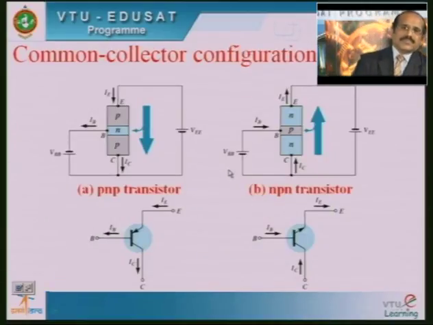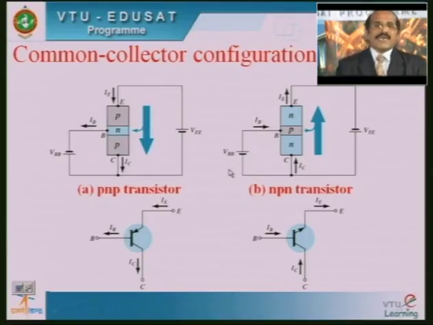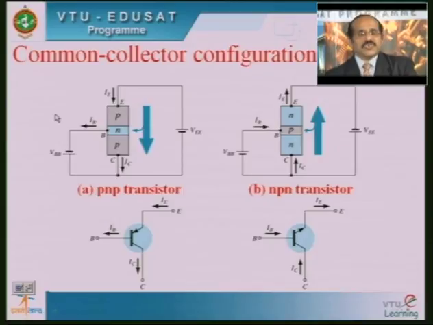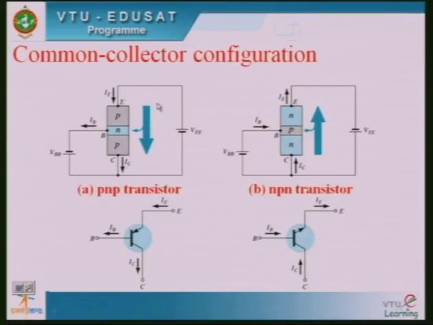Now let us consider the common collector configuration here. This particular slide shows you the PNP transistor. As I told you, this is a common collector configuration. The collector acts as a common terminal between the input and the output here. Here the input is the base, that is the N layer, and the output is the P layer, that is the emitter. So the collector is shared between the input, that is the base, and the output, that is the emitter here.